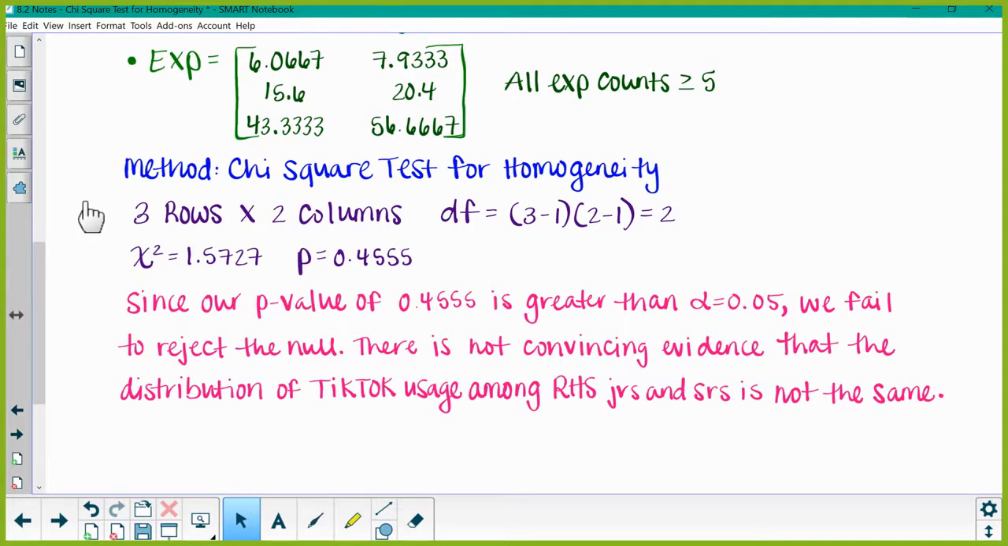Another way, this is the one where it makes a little more sense if you changed it to difference, is there's not convincing evidence that they're different. But I think patterns work best, so we work in patterns.